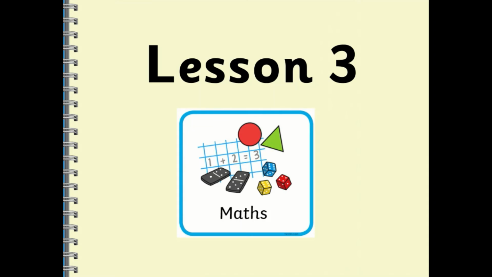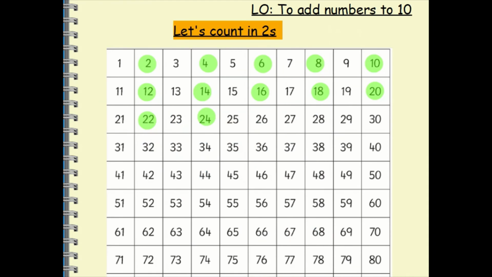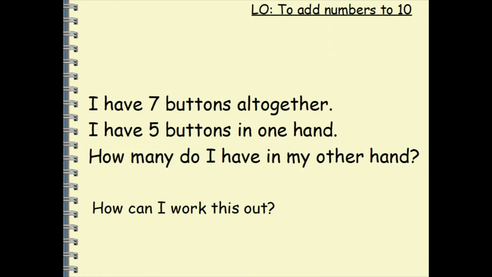Let's have a look at lesson 3. If I have 7 buttons altogether and 5 in one hand, how many do I have in my other hand? How can I work this out? Pause your video now to discuss this with your adult.